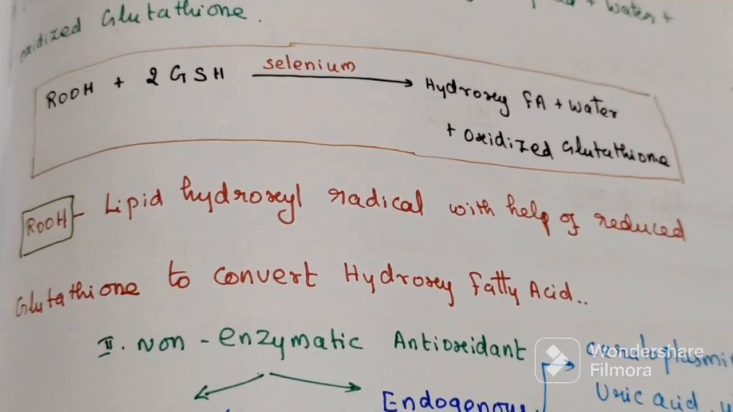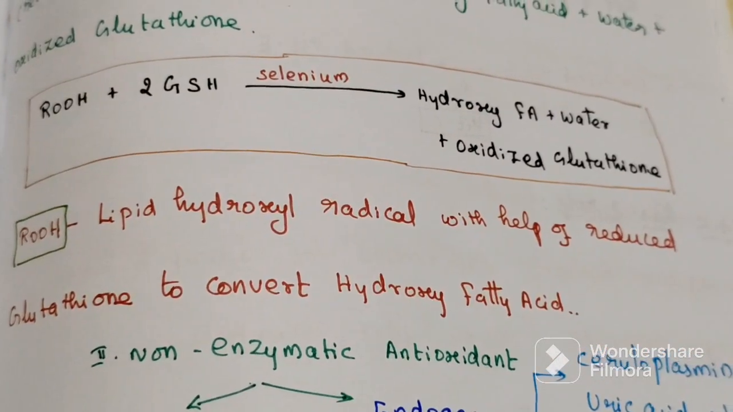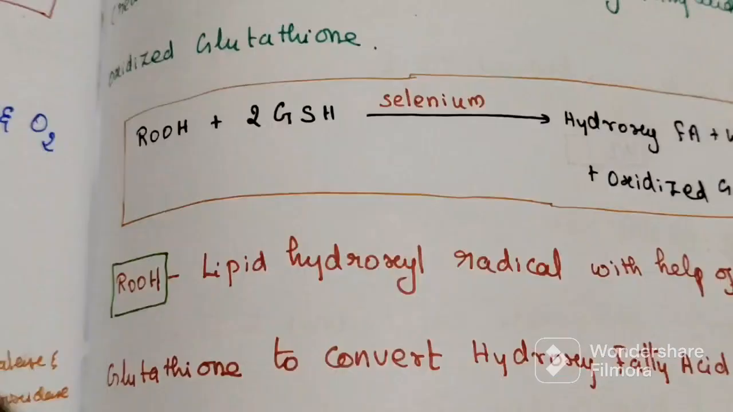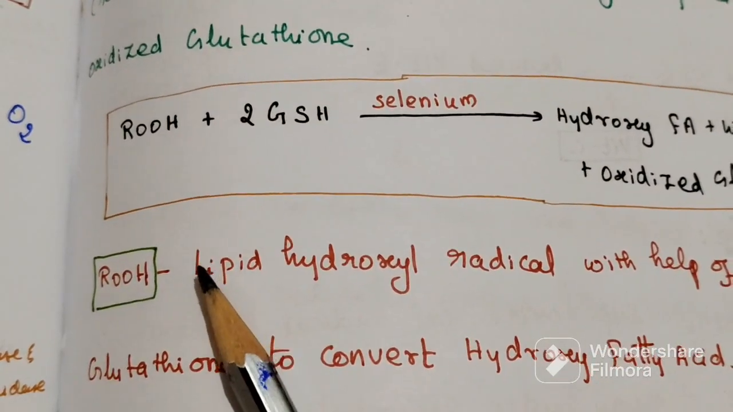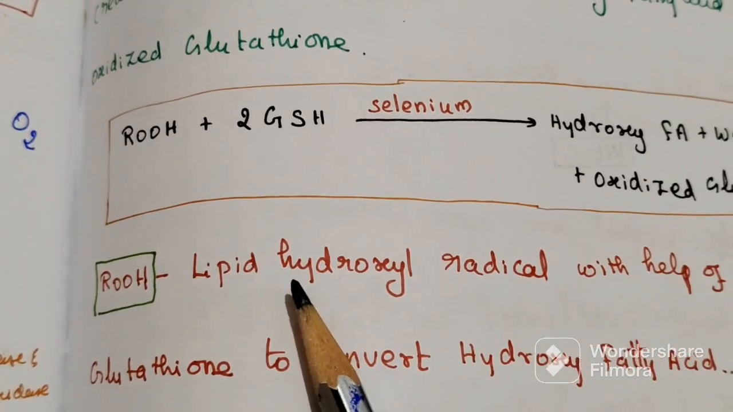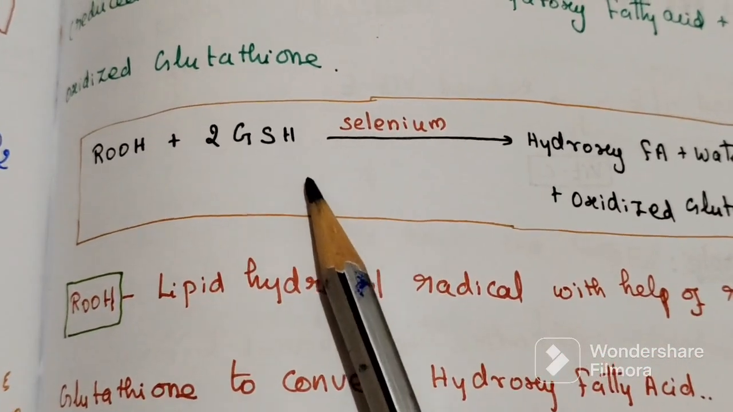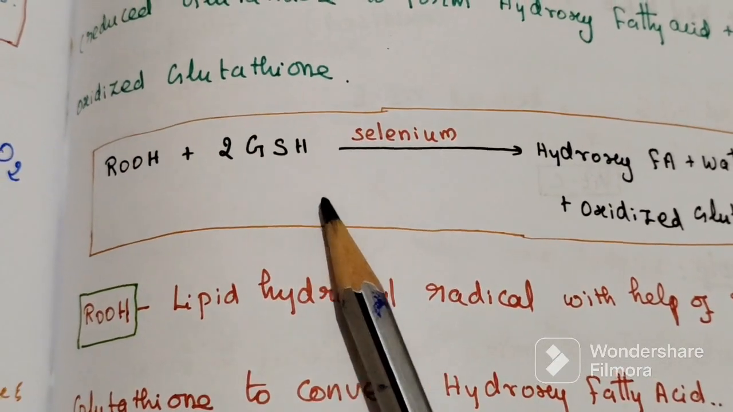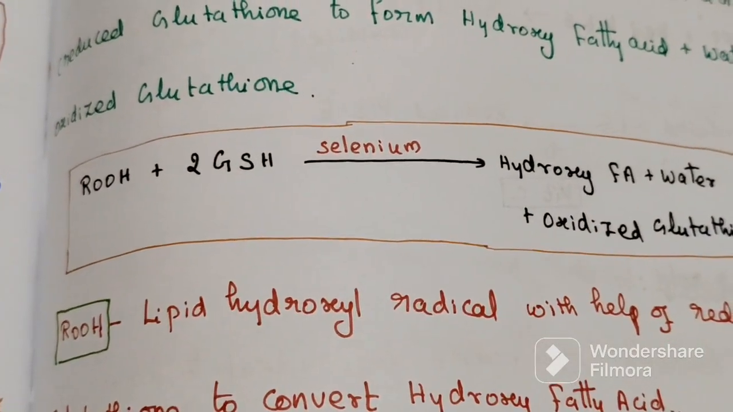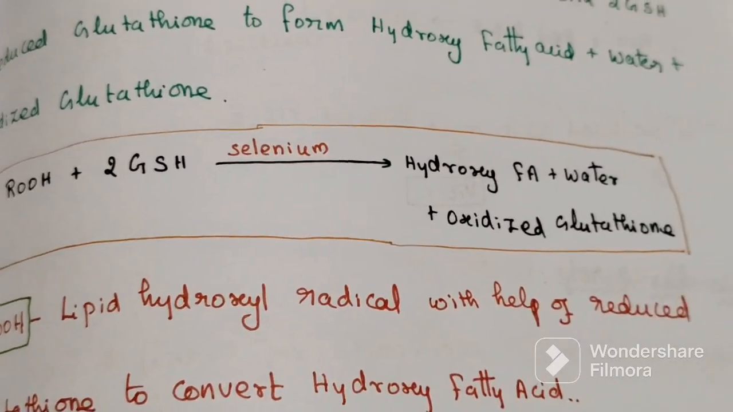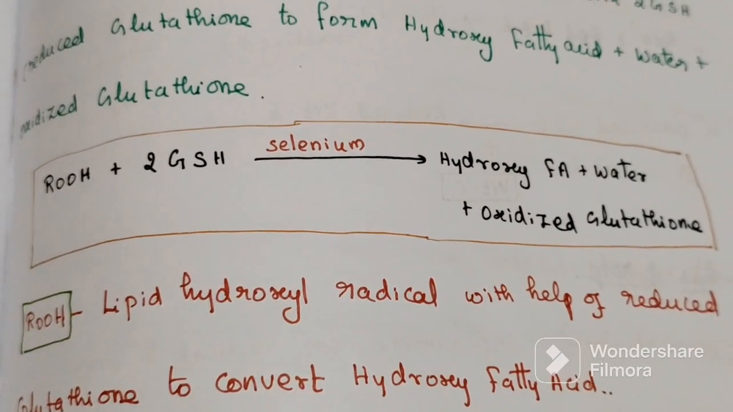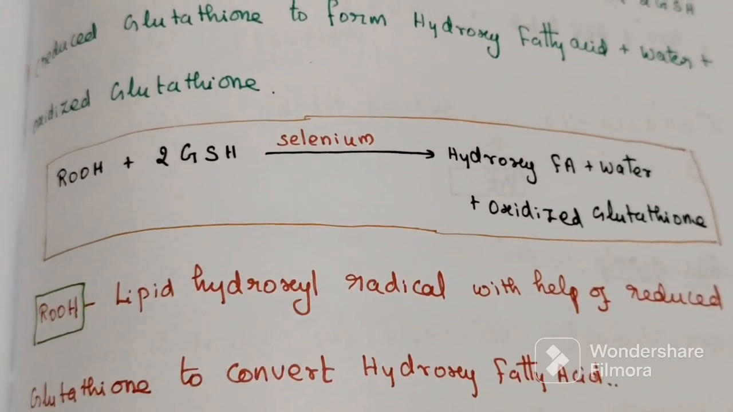The free radicals which are generated via lipid peroxidation, this ROOH, the lipid hydroperoxide, with the help of reduced glutathione is converted into hydroxy fatty acid. The unstable form is converted into the stable form. These are the enzyme dependent antioxidants.